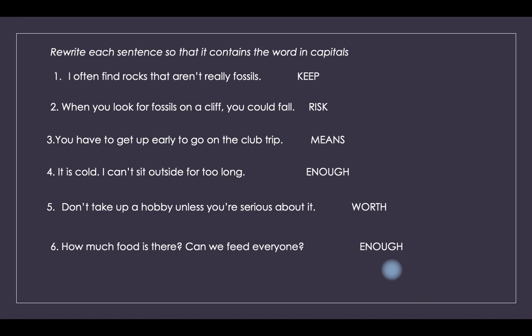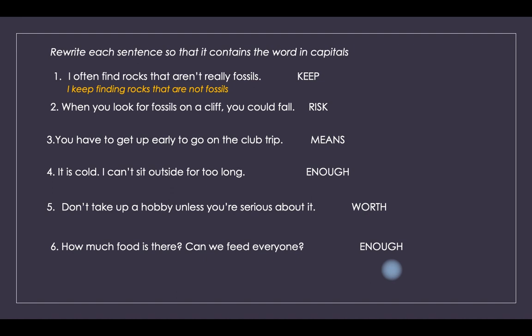In this exercise, you must rewrite the sentences using the word in capitals. Please do the exercise on your own at first. Pause the video now. I hope you finished doing the exercise, and let's read the sentences. I often find rocks that aren't really fossils. I keep finding rocks that are not fossils.